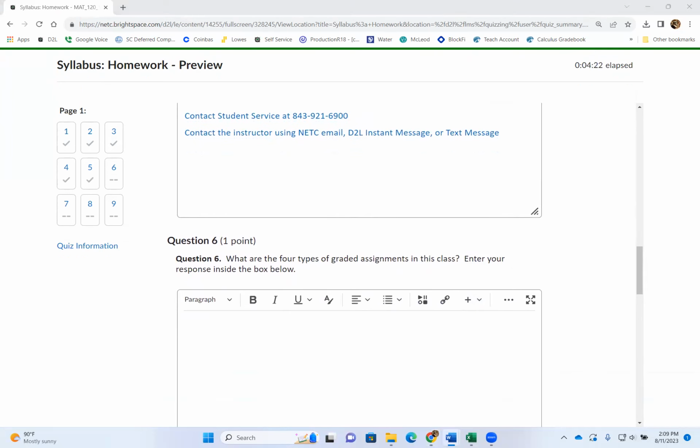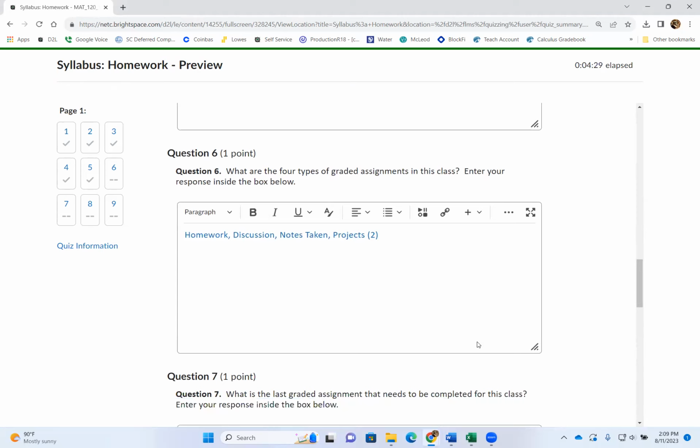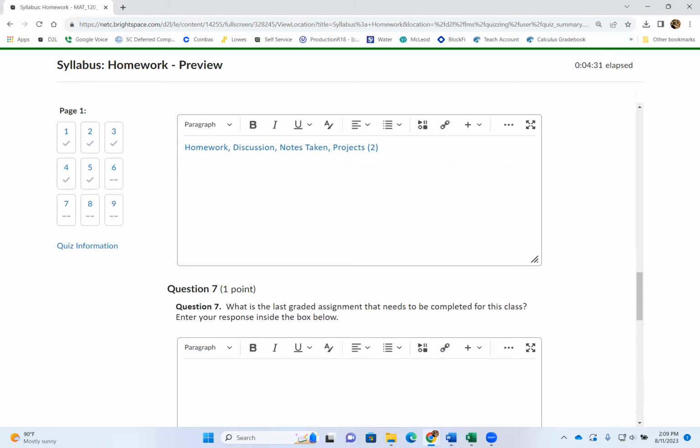Question number 6, what are the 4 types of graded assignment in this class? In this class, we have homework, discussion, note-taking, and 2 projects. What is the very last assignment student need to complete for this class? That will be project number 2.